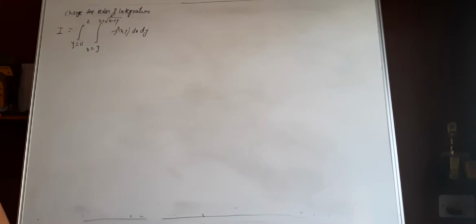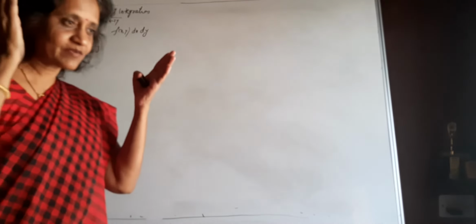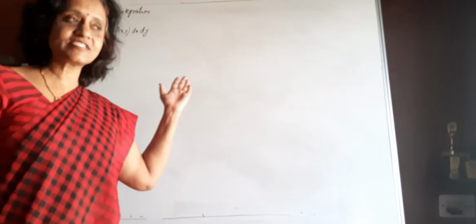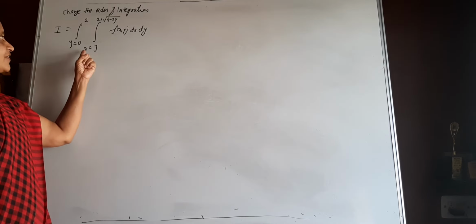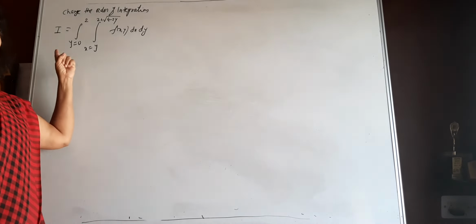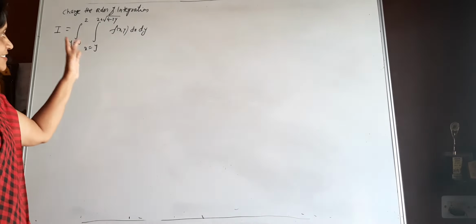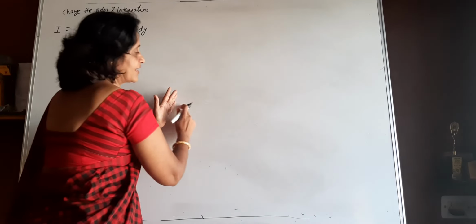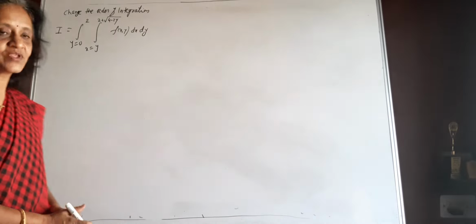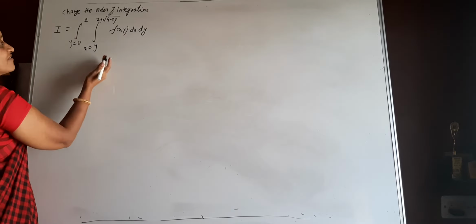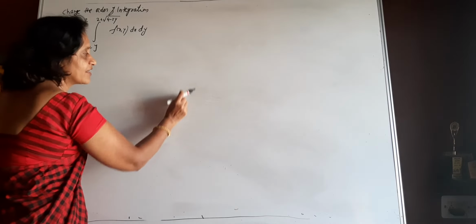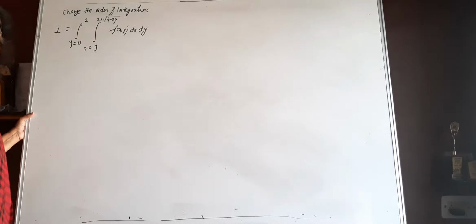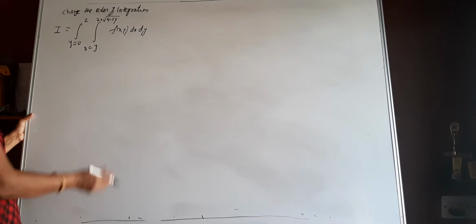Change the order of integration. Before you change the order, see what the given order is. The given order says first you have to integrate with respect to x and then y. So understand this: the given condition has taken horizontal strips. We want now first y and then x. So clearly you know very well we have to take vertical strips. The rest of the procedure is the same. Let's do this problem.